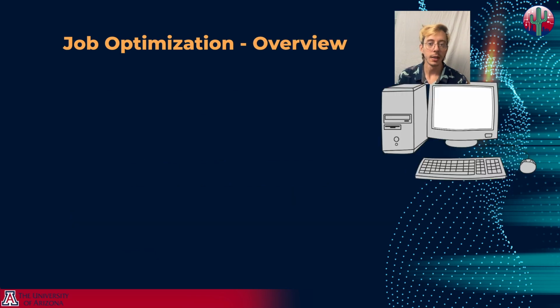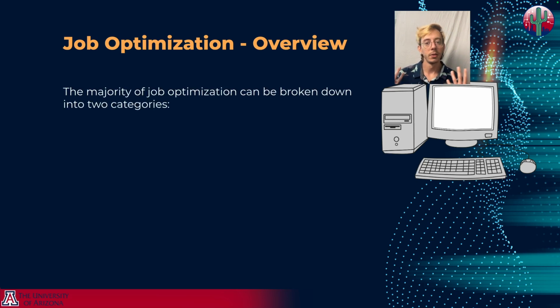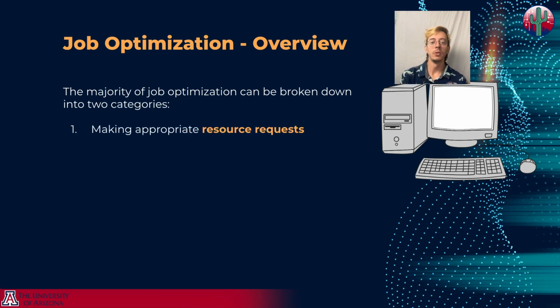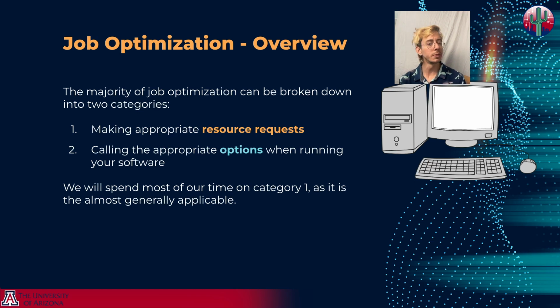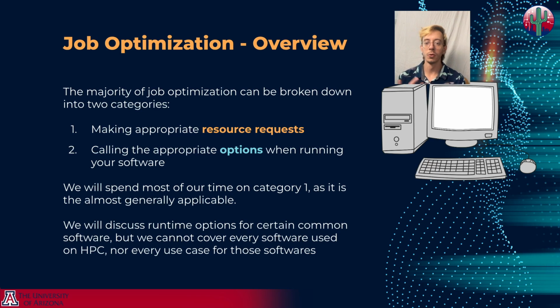Okay, so let's get an overview of what job optimization really is. And there's basically two categories for job optimization. The first is to make appropriate resource requests. And the second is to call the appropriate options when running your software. So in other words, configuring your software the right way. We will spend most of our time on category 1 as it's the most generally applicable. And we'll also discuss some runtime options for certain common software, but of course we can't cover every possible option nor every use case for those softwares.